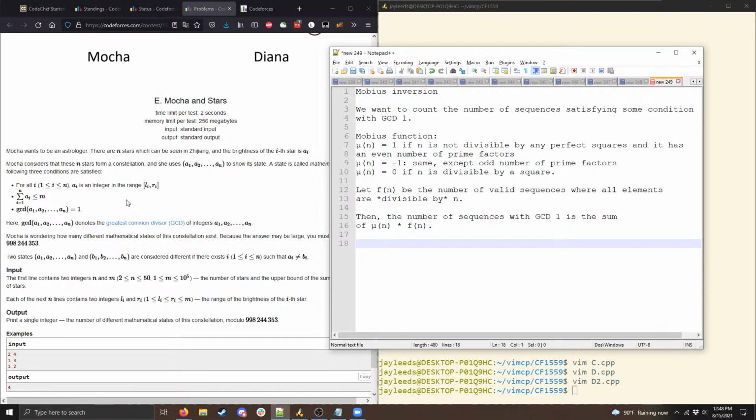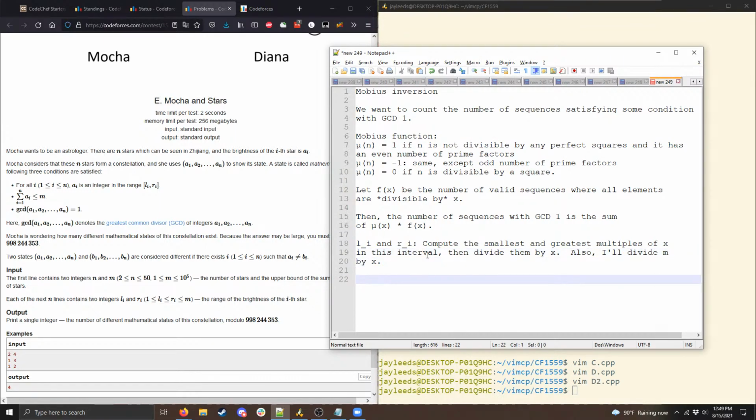So for each L_i and R_i, I'm actually going to replace n with x, just because there's already n in the problem statement. First I'm going to compute the smallest and greatest multiples of x in this interval, then divide them by x, and then also divide m by x.